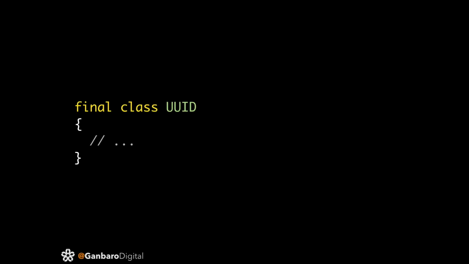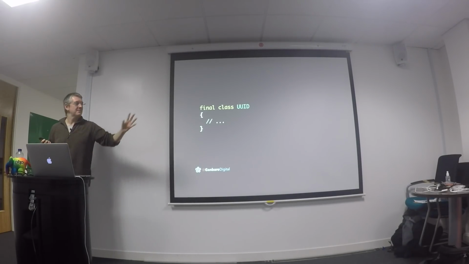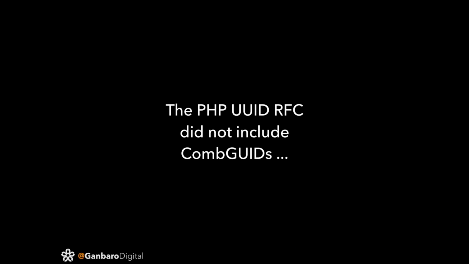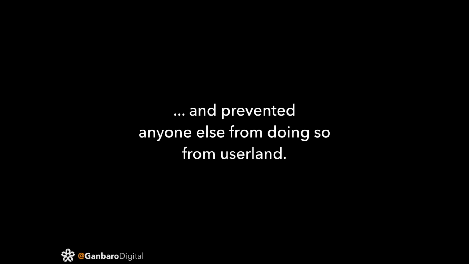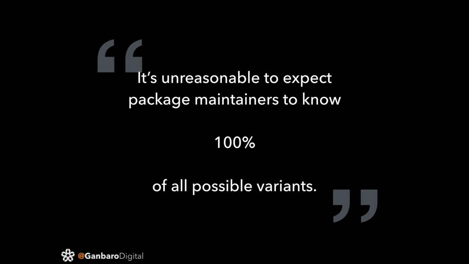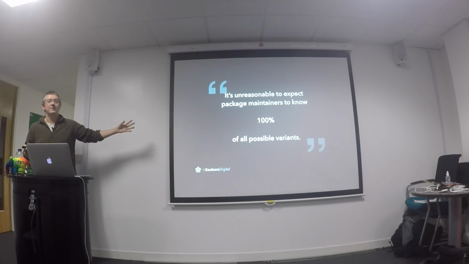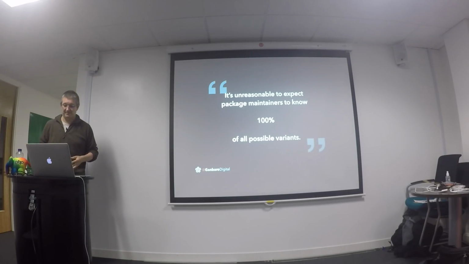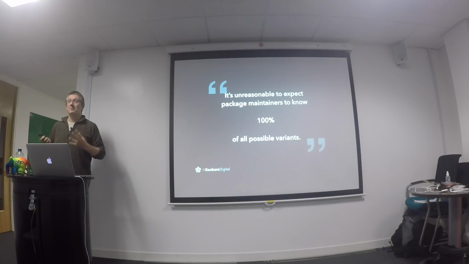But because it's final, because they made the UUID class final, that's a problem. It's not a problem that they didn't include it, it's a problem that they stopped anyone else from creating their own solution in userland. They locked it down too much, even when they didn't know all the possible variants. Maybe they thought they did, I don't know. I haven't reached out to them, I don't know what was going through their head. But the reality is they locked it down too much and made it impossible with the RFC implementation to create comb GUIDs using core code.